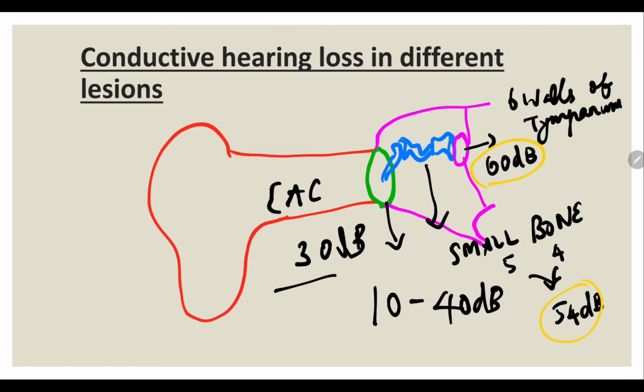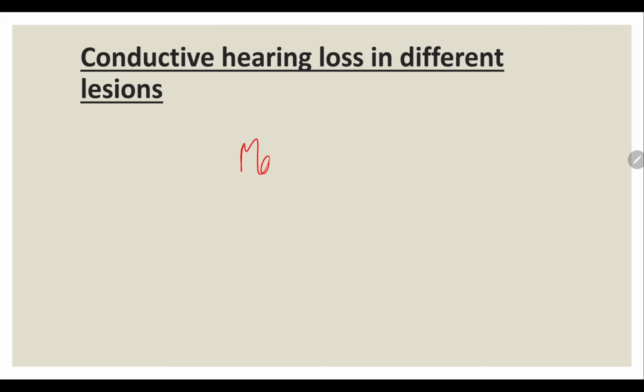And other two things are, in case of malleus fixation, malleus is the first ossicle and thereby it is 10. It is articulating with the second ossicle, so 2, 5. So malleus fixation is 10 to 25 decibel loss.